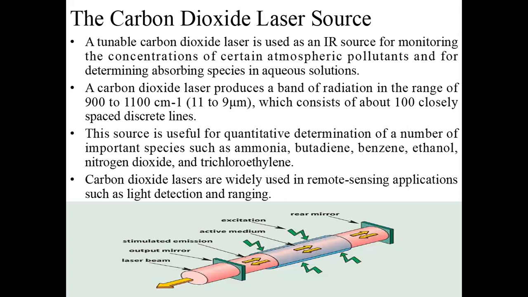The laser beam is used in this medium. There is a stimulated emission, and there are two types of mirrors present. One mirror is the output mirror, and the other is the rear mirror. And the blue area shows the excitation, and the active medium, and it is basically the active medium where the excitation occurs. And the pink area is the stimulated emission area.